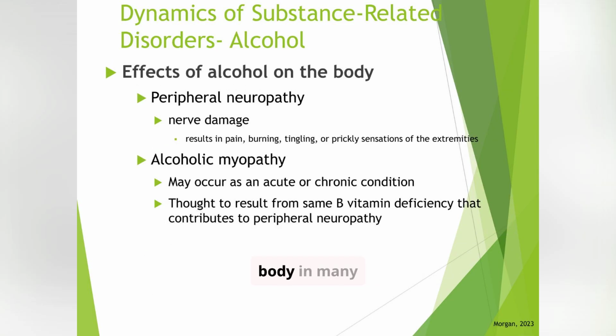Alcohol affects the body in many ways. Peripheral neuropathy causes pain and tingling in the extremities. Alcoholic myopathy, affecting muscle tissue, can be acute or chronic, often linked to B vitamin deficiencies.